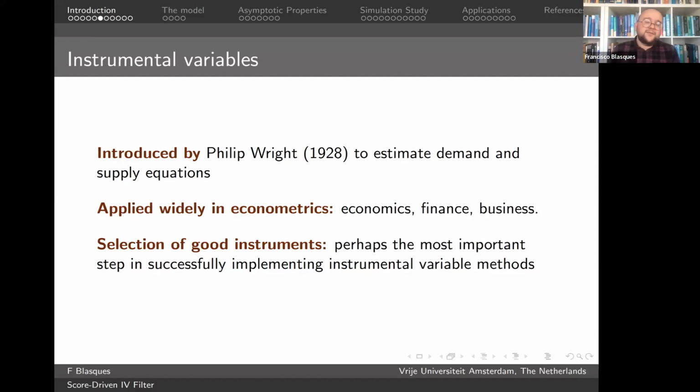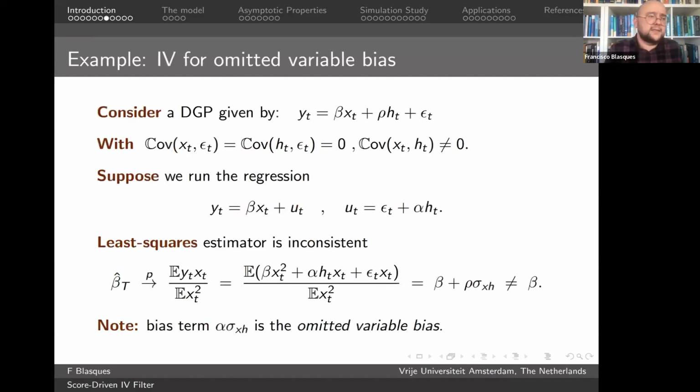So I think in any IV application, like the ones we're going to look at, the question always comes up of, are these instruments really good? Are they strong instruments? How do you ensure that they're valid instruments, that they have the right properties? But putting that aside, as a matter of principle, instrumental variables can be used to eliminate the bias created by endogeneity, right?